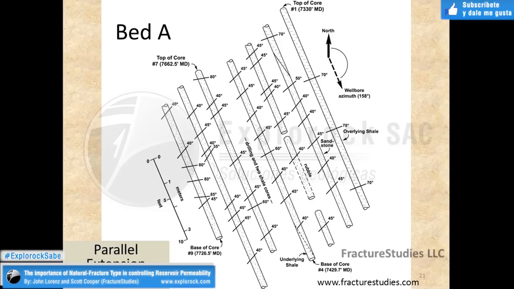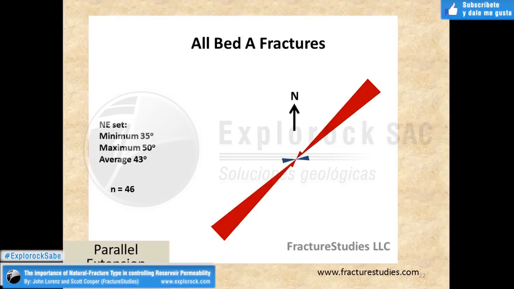A summary of that data is shown here in the Rose diagram, with the primary set of fractures striking northeast-southwest in this case. And as we mentioned, that's got some pretty important fluid flow implications.